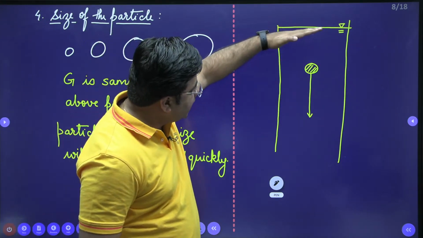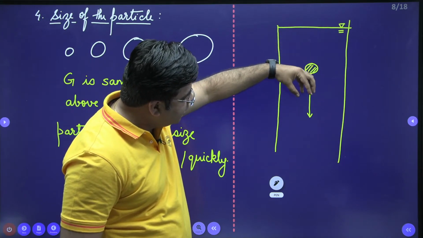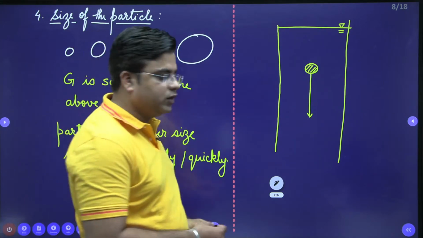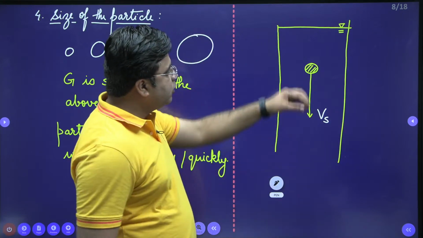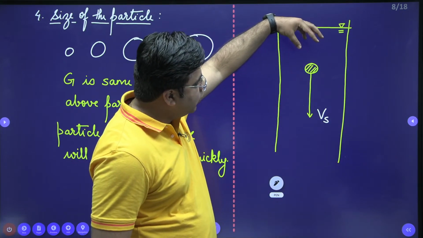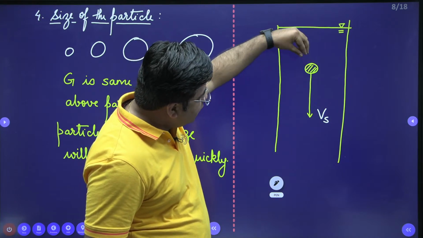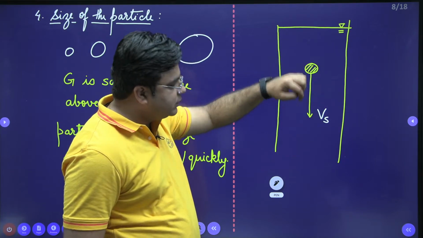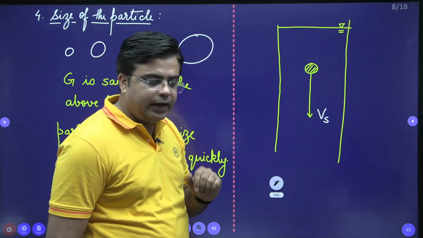But after traveling some distance, this solid will settle with a constant velocity, which is known as the settling velocity of the solid. Again, when you drop the stone inside this water column, after some time, this stone will settle with a constant velocity, which is known as the settling velocity or terminal settling velocity.